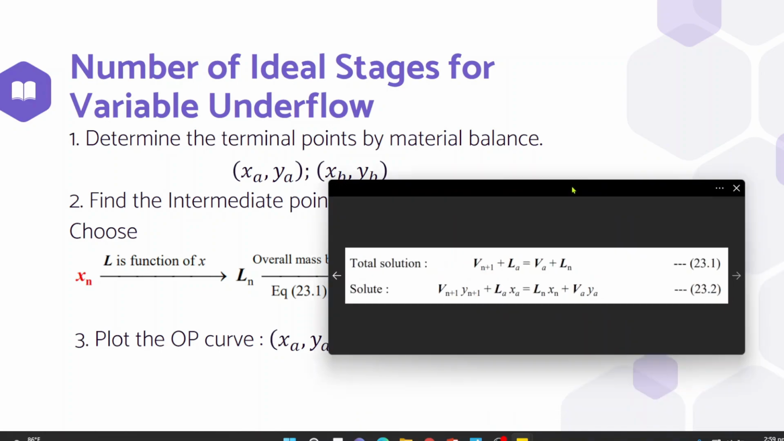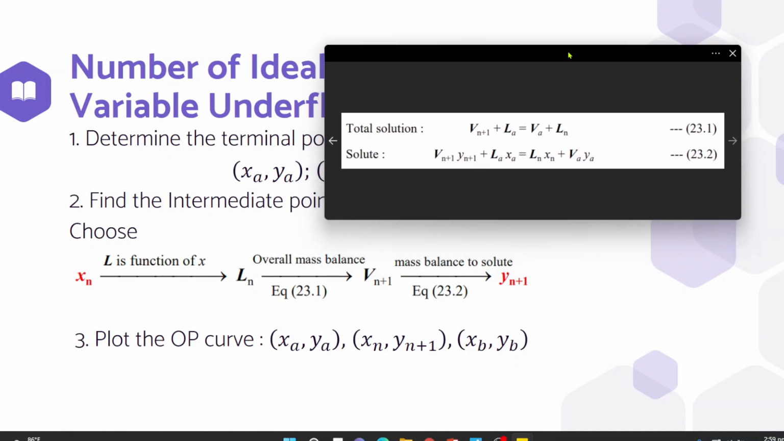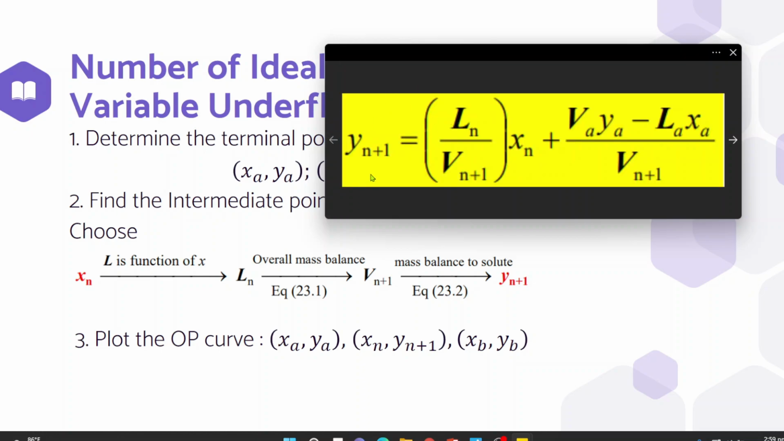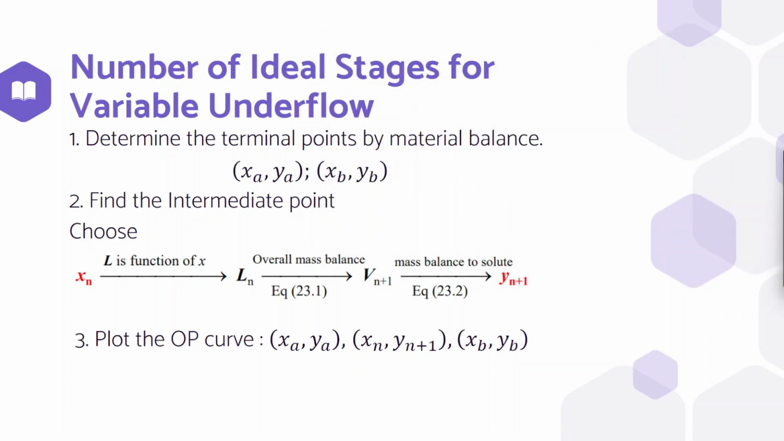So this is the formula for the overall mass balance, and this is for the mass balance to solute. And to be able to get the value of Yn plus 1, we are going to use this formula. After solving for the values, we are then going to plot the operating curve, that's XA,YA, Xn,Yn plus 1, then XB,YB.